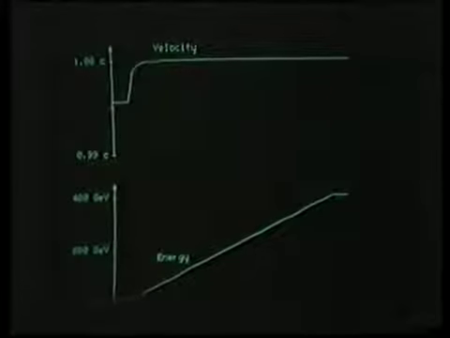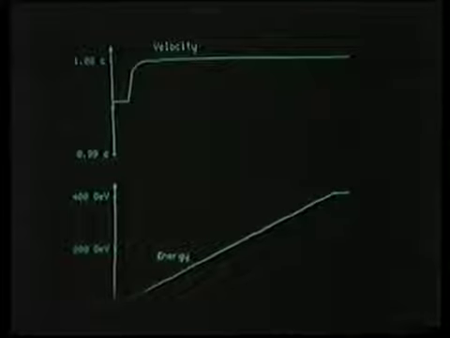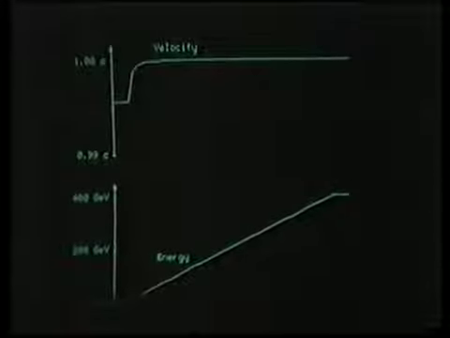But look at the velocity. It goes up in the first phase of the acceleration quite quickly to almost the speed of light, but then it just flattens off. How can we explain that? How can you push something along so that it gets more and more energy, but it doesn't go any faster?